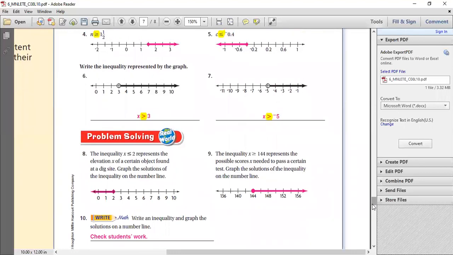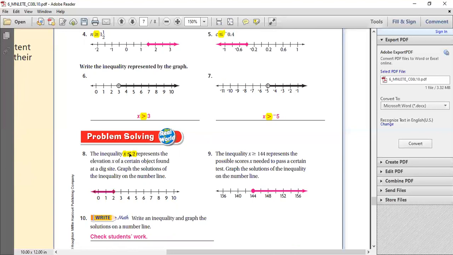Okay, now going to the problem solving questions. Inequality x is less than or equal to 2 represents an elevation x of a certain object found at a dig site. Graph the solution. Now, I don't think by now you guys have any problem in graphing or writing the inequalities. So again, less than 2, you search for 2, draw the circle, decide will you color it? Yes, you will color because it's less or equal to, which means you need to shade it.